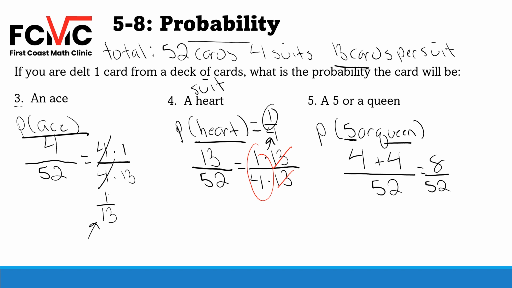We can factor this a little bit, so 8 is 4 times 2. 52 is 4 times 13. 4 and 4 divide out, we get 1 and 1. We're left with 2 out of 13. So our probability is going to be 2 over 13. So every 13 cards that we pull from the deck, we should get a 5 or a queen 2 times.